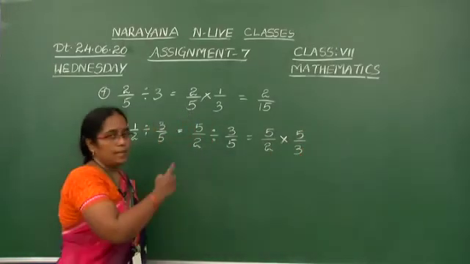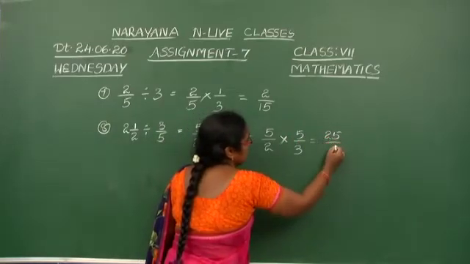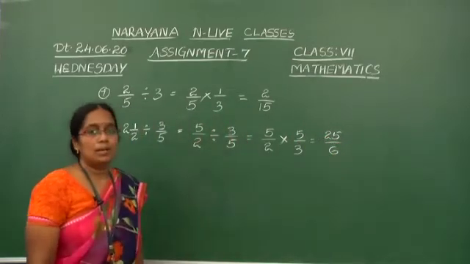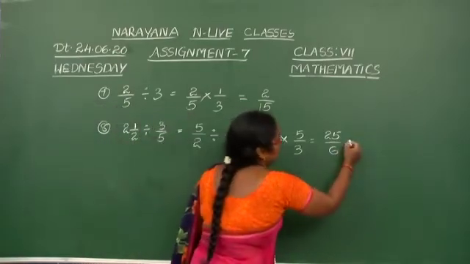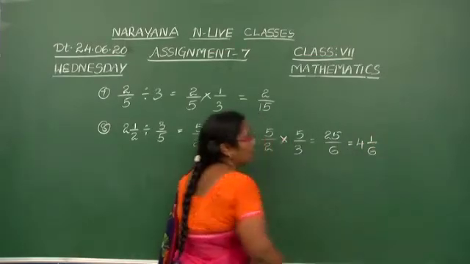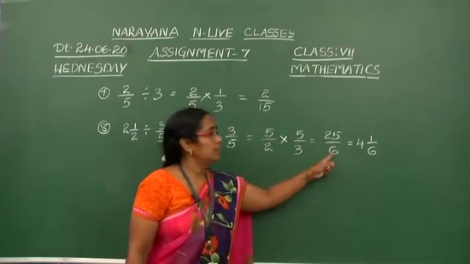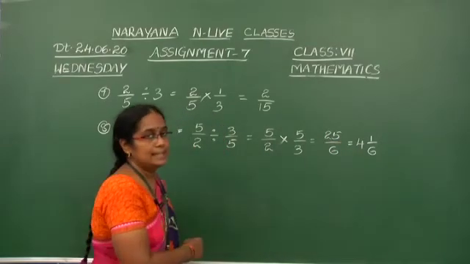Now multiply numerators. 5 5s are 25, by 2 3s are 6. Now 25 by 6 we got. It is an improper fraction. Convert into a mixed fraction. So 25 by 6, if you convert into a mixed fraction, we will get 4 1 by 6, because 6 4s are 24 plus 1, 25. So 4 1 by 6 is the answer.